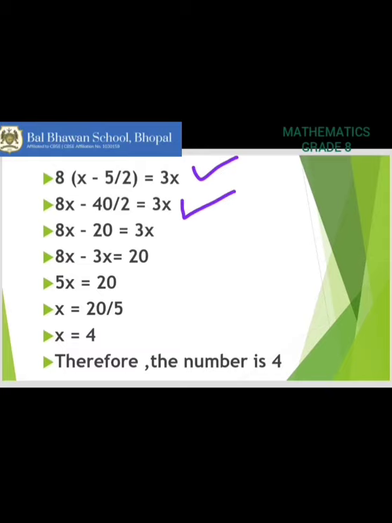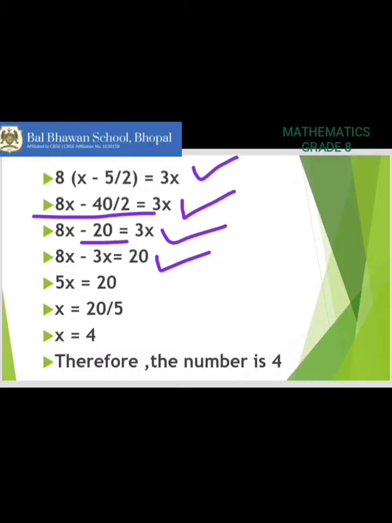In this step I have multiplied 8 to both the terms inside the bracket. You can see I have got 8x minus 40 by 2. In the third step, this 40 by 2 has been simplified. 40 by 2 has given me 20. Later on in the fourth step, I have transposed the numbers. 8x minus 3x is equal to positive 20.